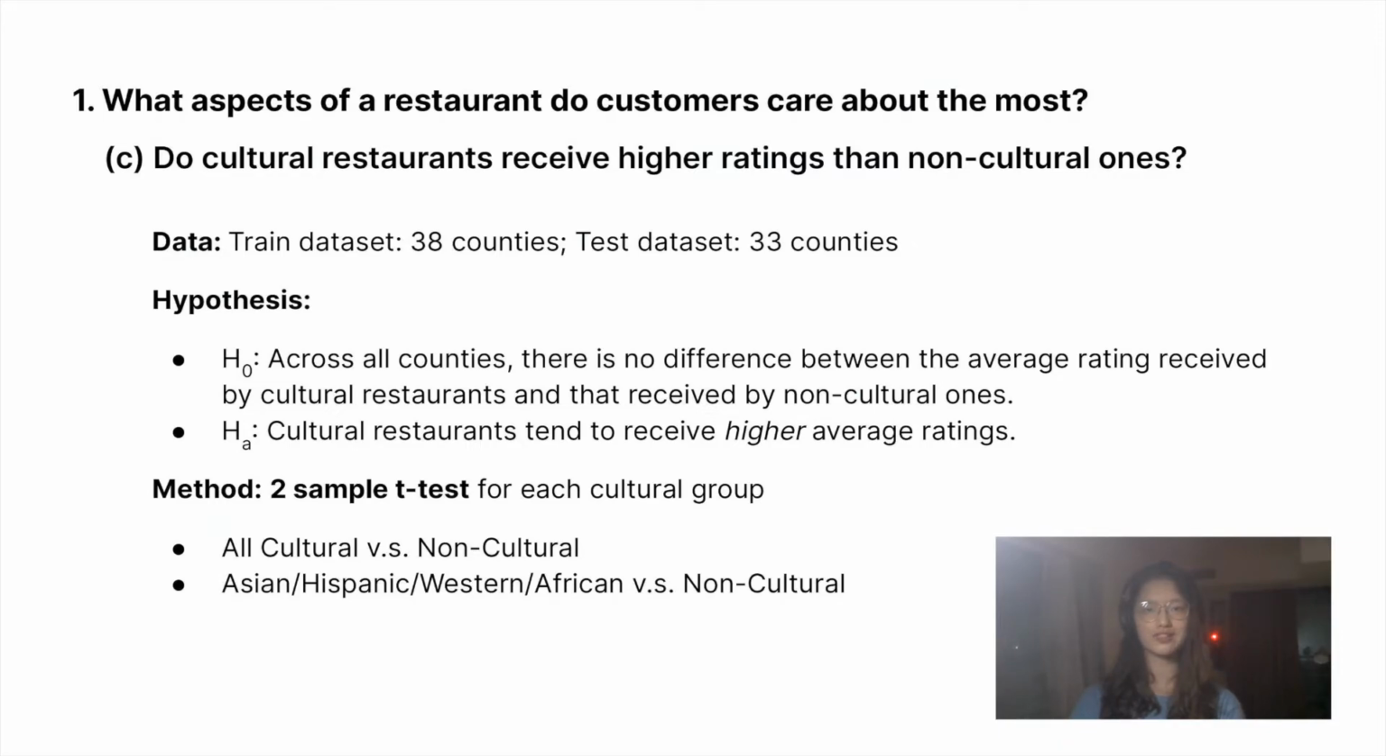The null hypothesis states that, across all counties in the dataset, there's no difference between the average rating received by cultural restaurants and that received by the non-cultural ones. The alternative hypothesis states that cultural restaurants tend to receive higher average ratings. And to test our hypothesis, we run 2 sample-related t-tests for each of the 5 cultural groups.